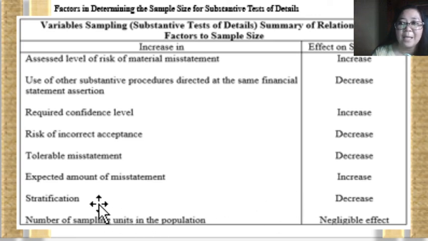Meaning, from the different levels of amounts, there is a sample that can be taken already. And lastly, for the number of sampling units in the population, if this is increased, there is a negligible effect, meaning no matter how high the number of population or sampling units, there is no effect on the sample size. Okay, so those are the different factors in determining the sample size for substantive test of details.